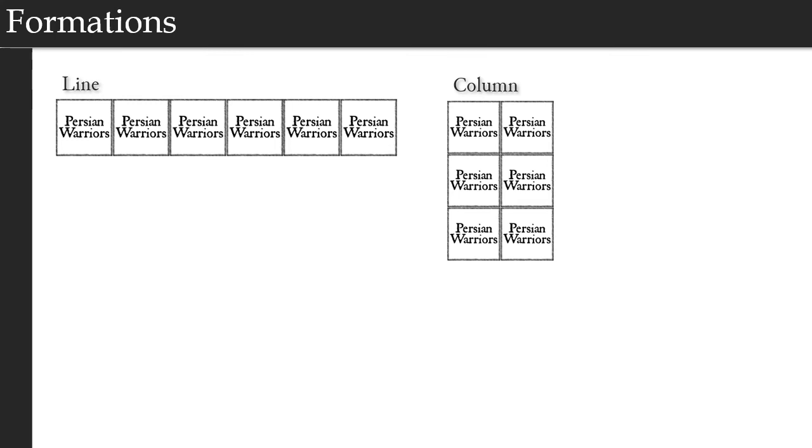Next up is the column. Now the benefit of a column is that you're not quite as spread out. So if you are moving at that charge pace, you have a better possibility of maintaining the formation and not becoming disorganized.